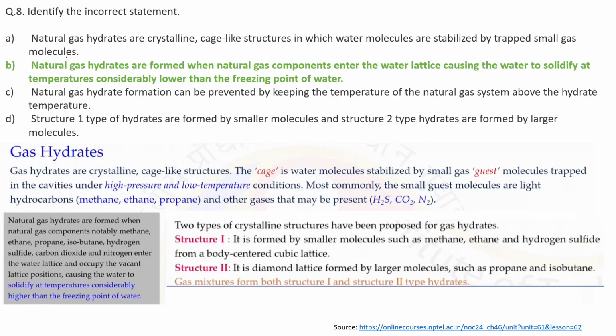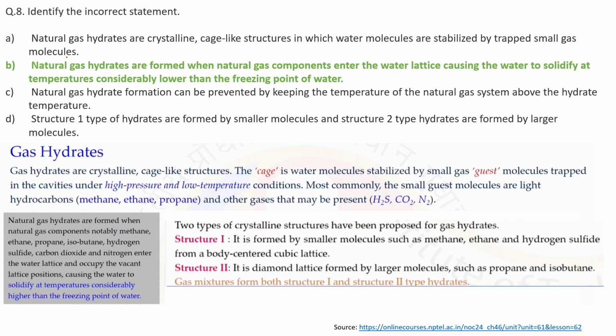Two types of crystalline structures have been proposed for gas hydrates. Structure one is formed by smaller molecules such as methane, ethane, and hydrogen sulfide, forming a body-centered cubic lattice. And structure two is a diamond lattice formed by larger molecules such as propane and isobutane. The gas mixtures form both structure one and structure two type hydrates. Now, natural gas hydrates are formed when natural gas components, notably methane, ethane, propane, isobutane, butane, hydrogen sulfide, carbon dioxide, and nitrogen, enter the water lattice and occupy the vacant lattice positions, causing the water to solidify at temperatures considerably higher than the freezing point of water.